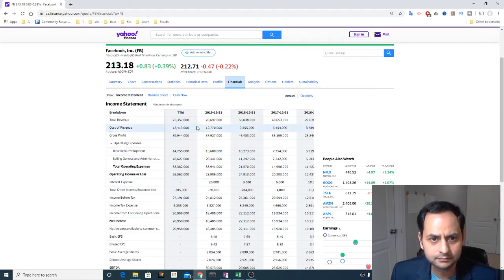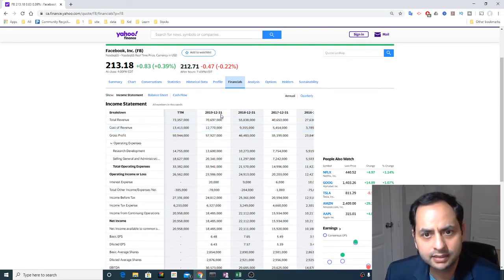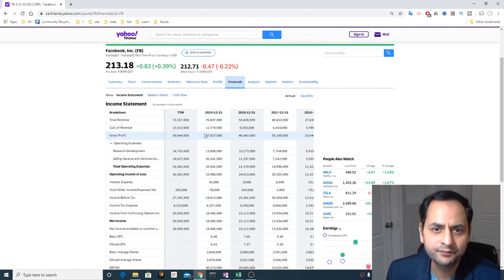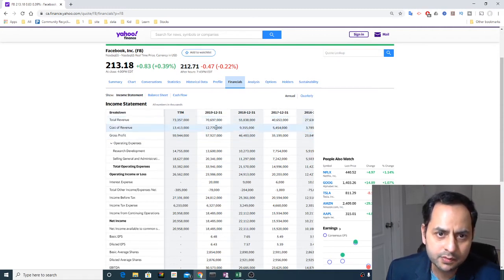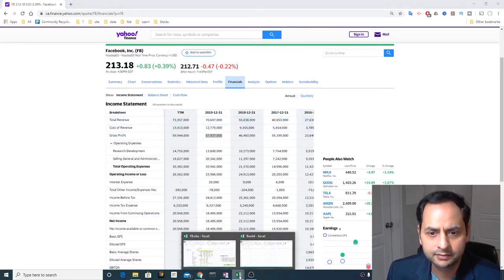The next is the cost of revenue. The cost of revenue, as the name suggests, is the direct cost which occurs in generating the revenue. The third one is the gross profit. Gross profit means total revenue minus total cost, and it comes to 57 million. So this is my gross profit.